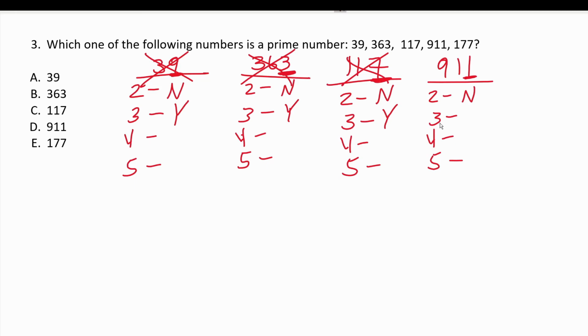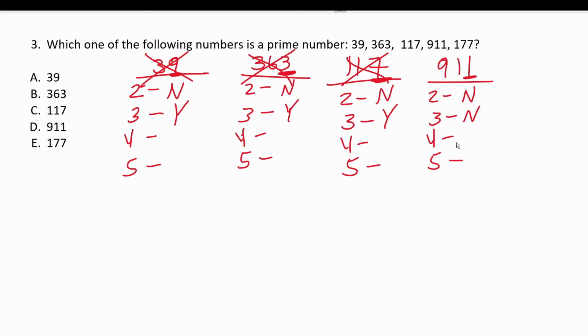Let's go ahead and check to see if it's divisible by 3. Again, to check that, we sum the digits in our number. So 9 plus 1 is 10, plus 1 is 11. Is 11 divisible by 3? It's not. Therefore, 911 is not divisible by 3.